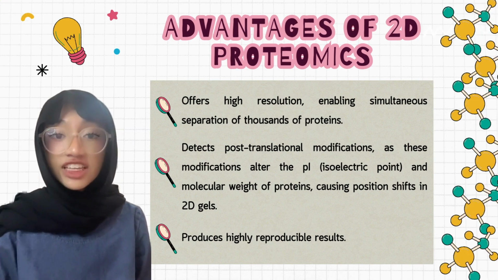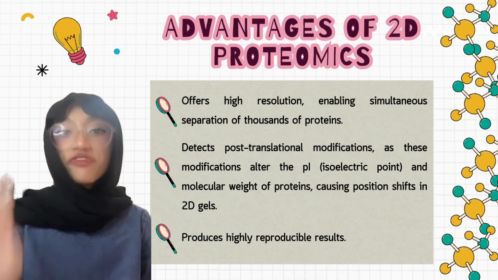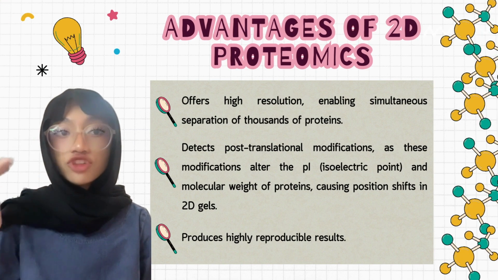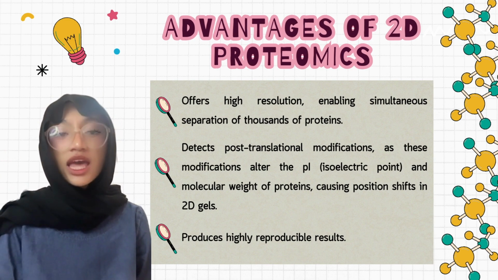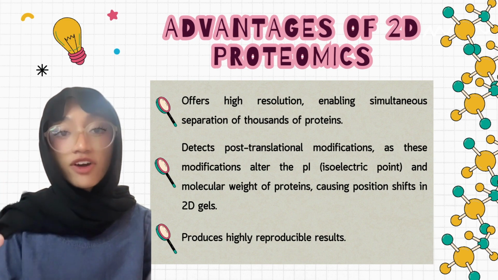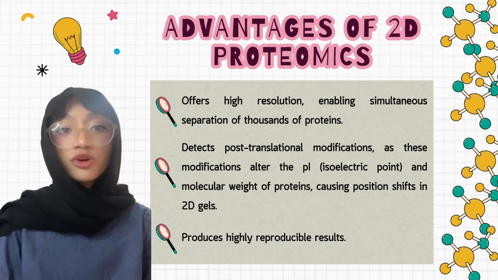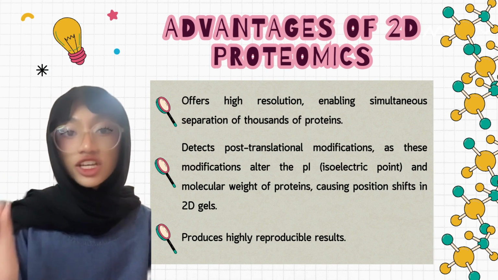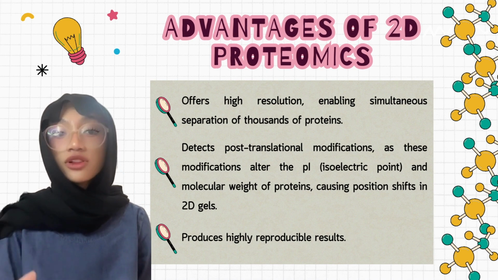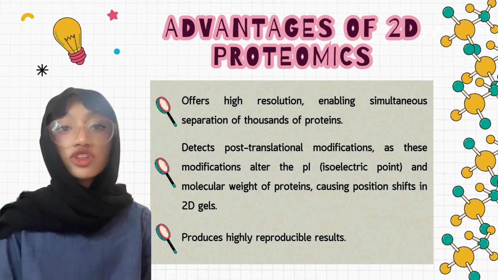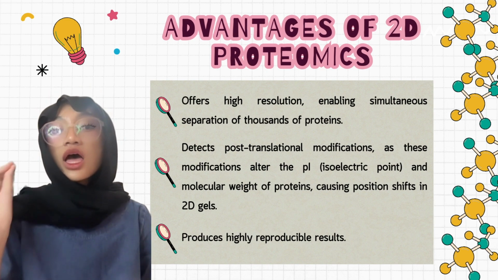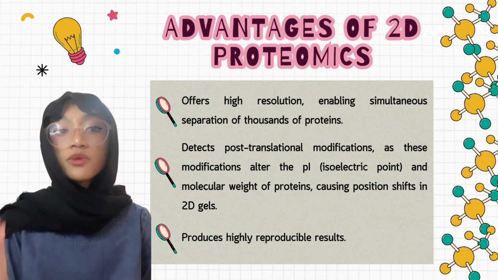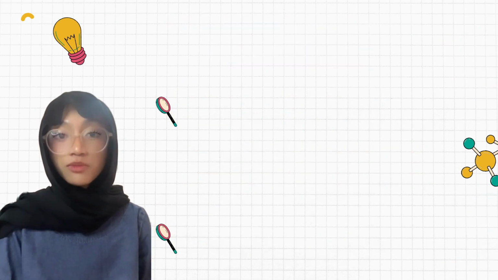So what are the advantages of 2D proteomics? First, it offers high resolution, allowing thousands of proteins to be separated simultaneously. This method is also effective for identifying post-translational modification, since such changes can alter the isoelectric point and molecular weight of proteins, causing position shifts on the gel. Additionally, 2D proteomics is highly reproducible.